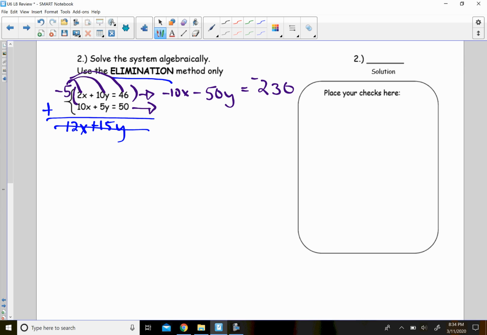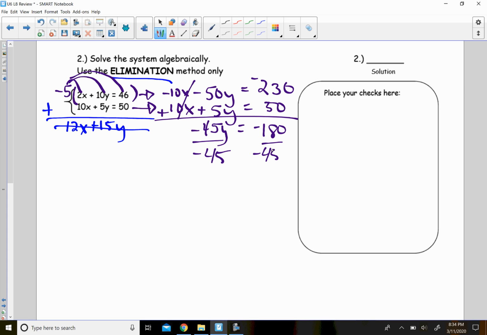And I'm just going to bring this one over. The x's will cancel now. So negative 10x plus 10x cancel. Negative 50y plus 5y is negative 45y. Remember, the signs of your numbers are going to be important. And negative 230 plus 50 equals negative 180. So if I divide both sides by negative 45, I'm going to get that y is worth 4. So in the solution x comma y, the y is worth 4.